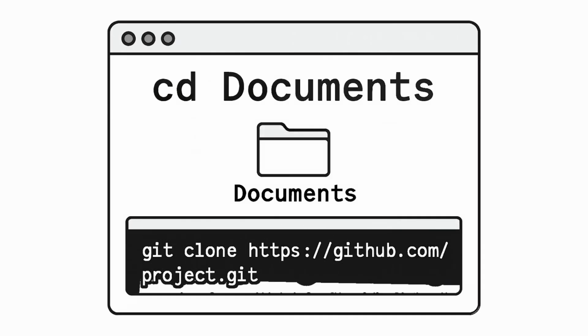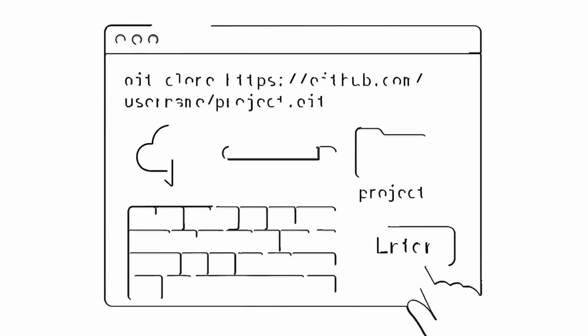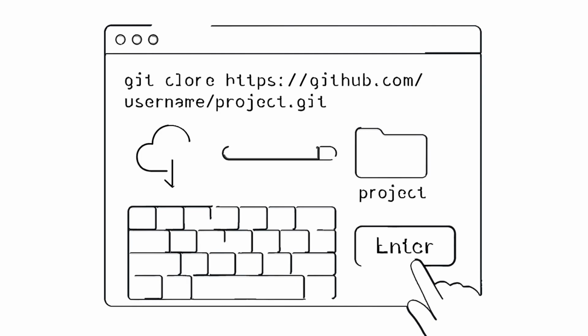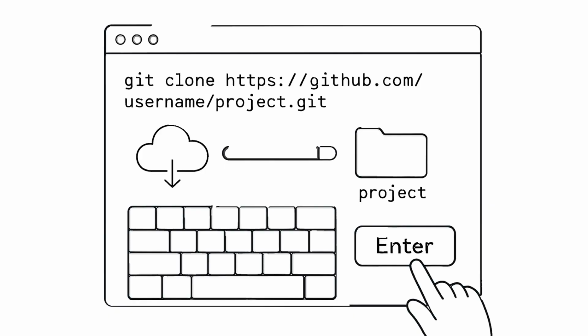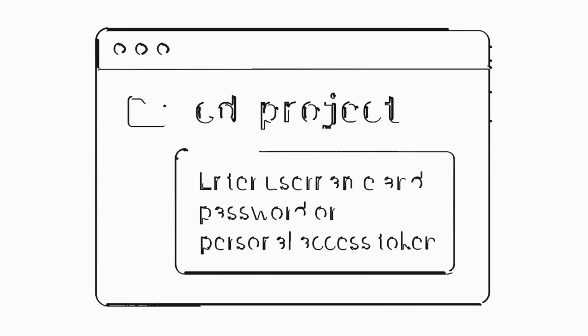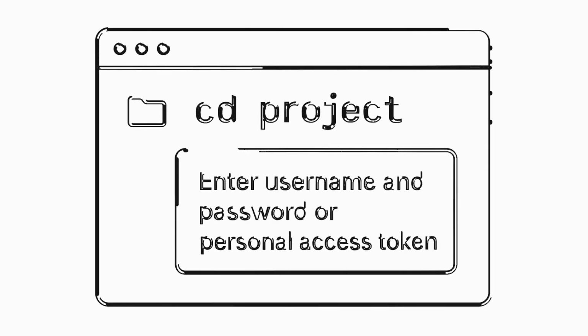For example, cd Documents or cd Projects. Then run git clone followed by the URL. So it might look like git clone https://github.com/username/project.git. Press enter, and Git will download the whole repository into a new folder. When it's done, you can move into it with cd project.